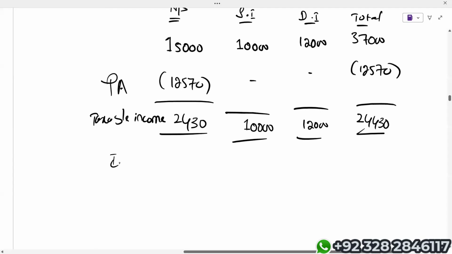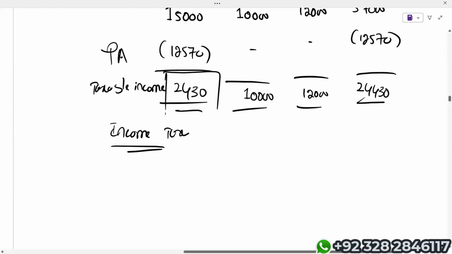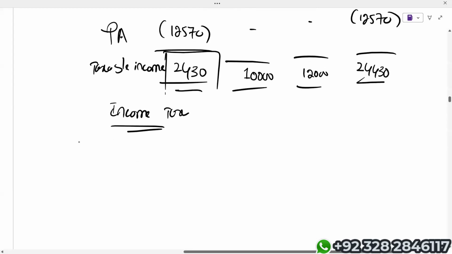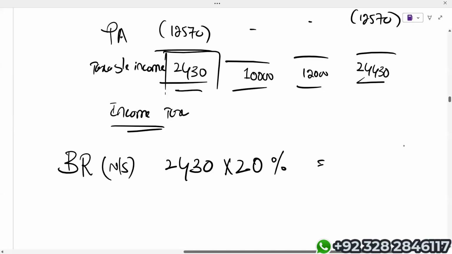Okay, now let's apply tax rates. First, we have to apply tax rate on non-saving income. Student, non-saving income does not have any nil rate band, okay? Whatever the nil rate band rules we have, they actually relate to saving as well as dividend income. So entire 2,430 of non-saving actually falls in basic rate band. Non-saving 2,430. Applicable rate is 20%. 486.